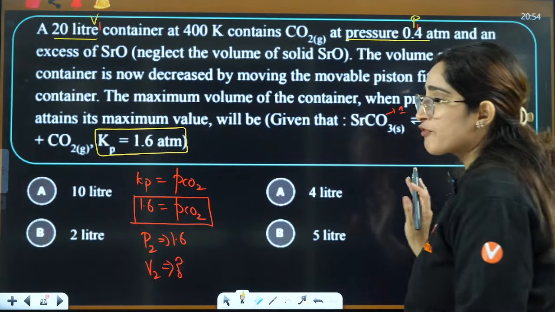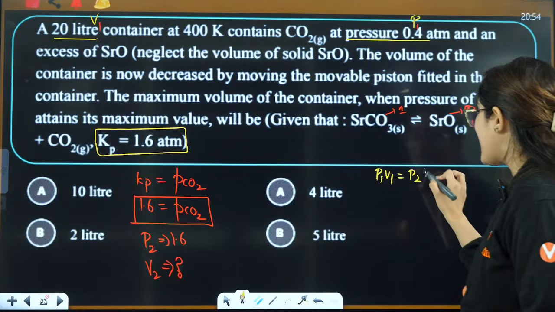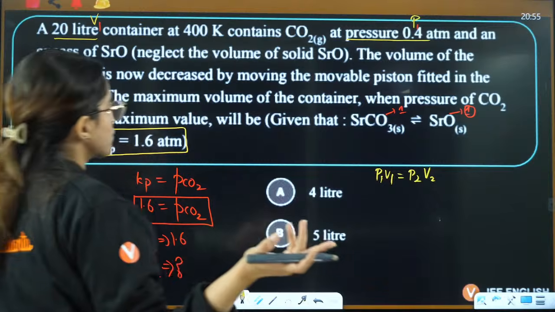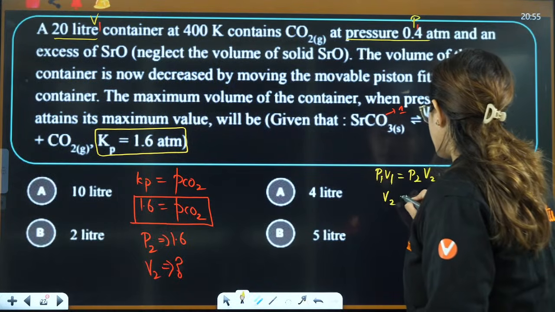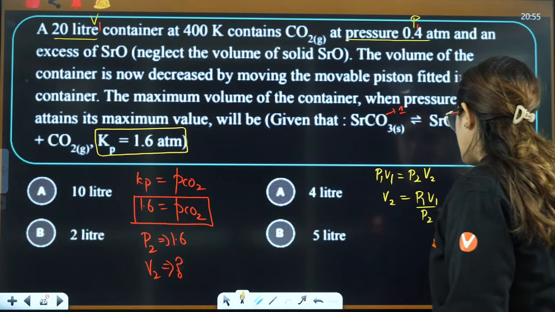Now you just have to put one thing here, that is P1 V1 is equal to P2 V2. That's it. You just have to do this. P1 V1 is equal to P2 V2. So V2, you will find out, will be P1 V1 by P2, right?